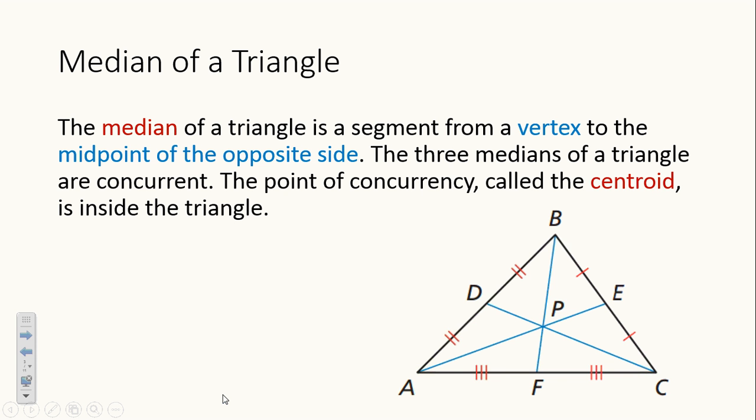We've talked about circumcenters, incenters, and centroids. Centroid is inside the triangle. Which other one's inside the triangle? No, not always. If it's an acute triangle, it will be, but not always. The incenter is always inside, and the centroid is always inside. Incenter, found by the angle bisectors, and the centroid found by the medians.